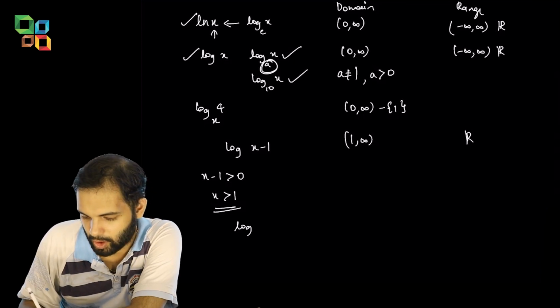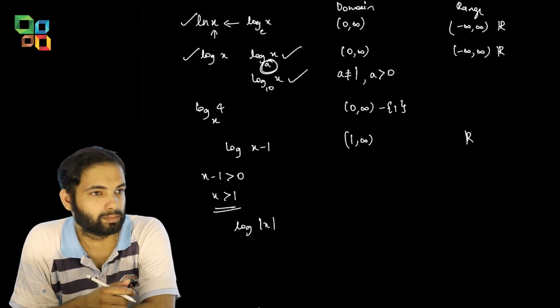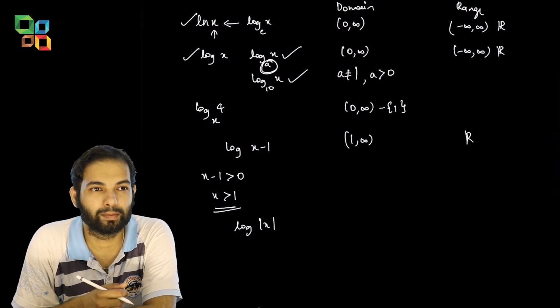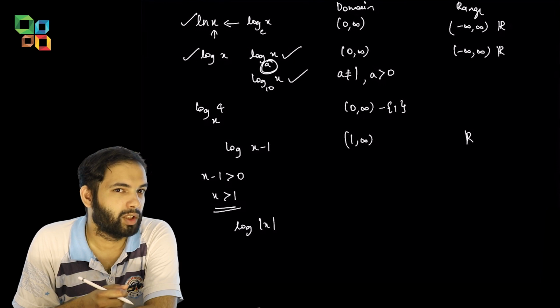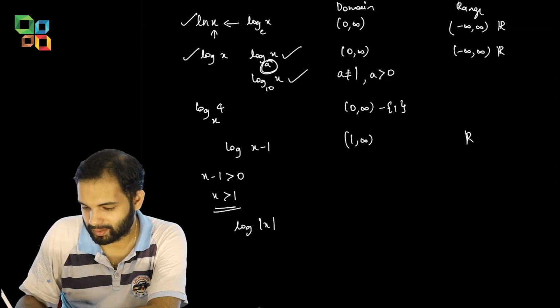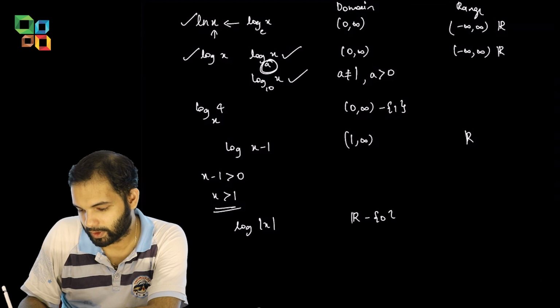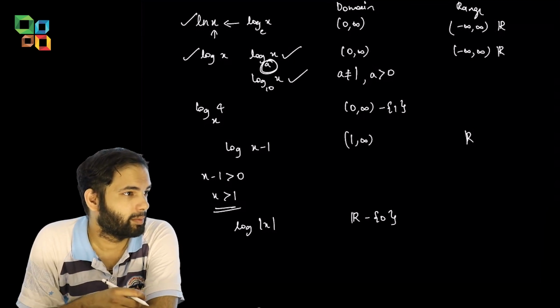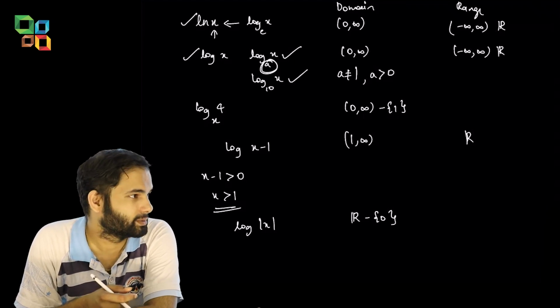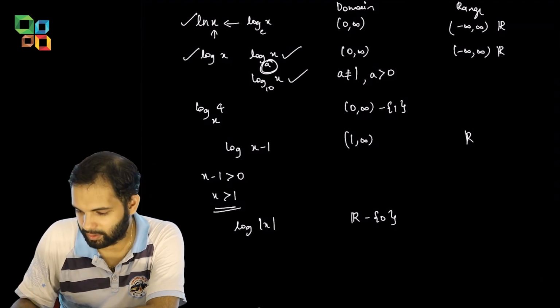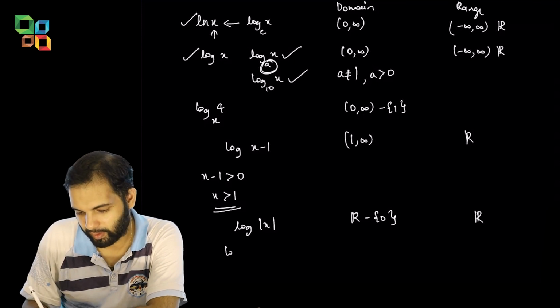What about in this case, log of mod x? All reals. Sure. No. Except 0. Can't leave one number, right? It's not defined at 0. For negative numbers, it's fine. Mod x will convert it into a positive number, but except 0. What is the range? All reals. No issues. Okay, let's see if I've understood quadratic equation.